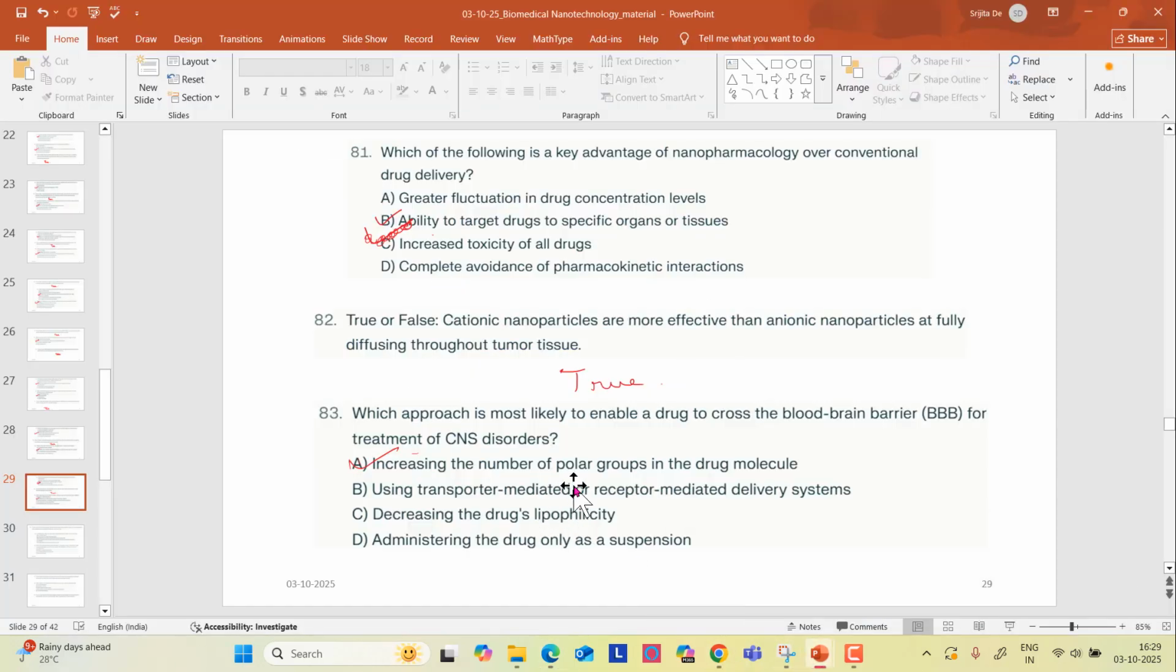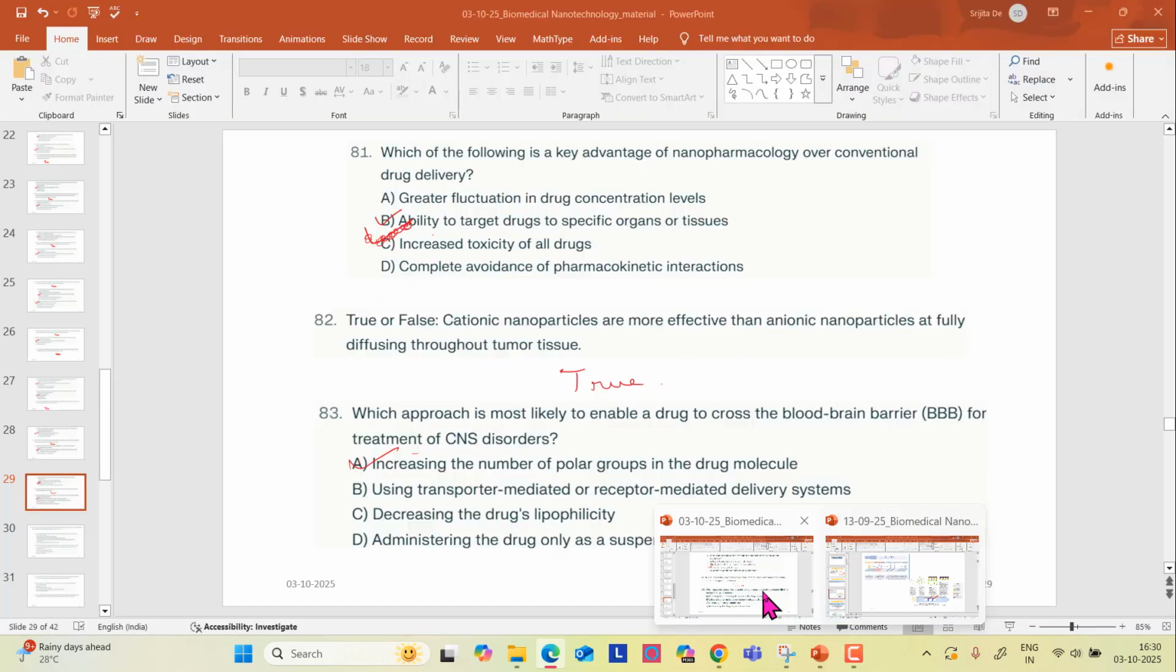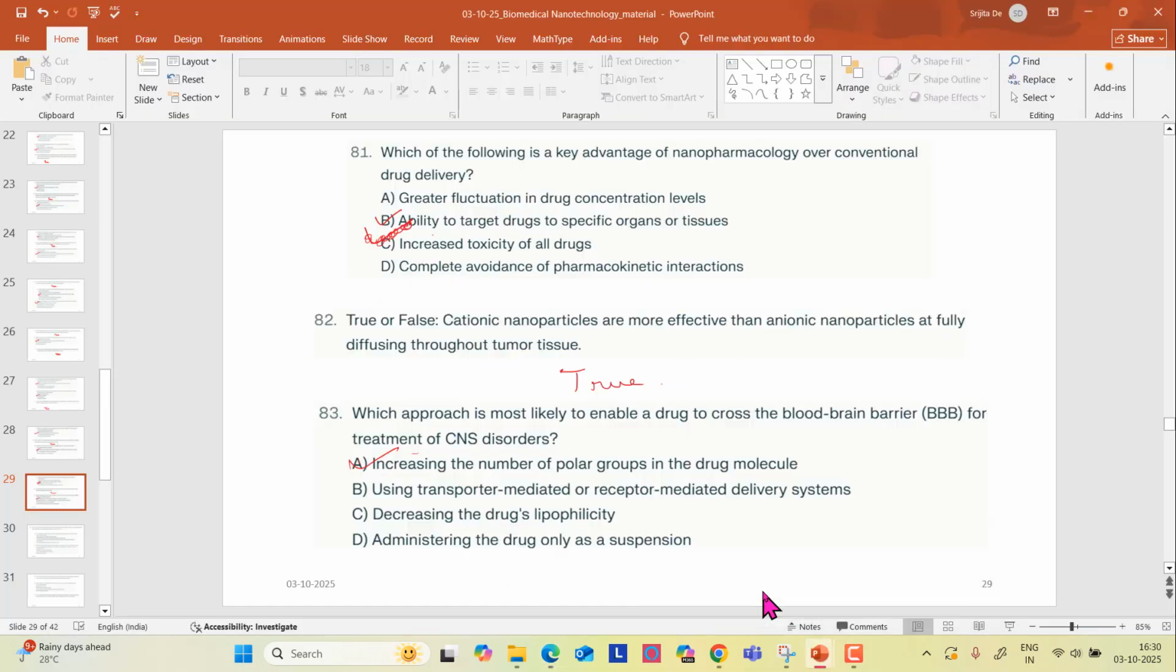Which approach is most likely to enable a drug to cross? The ability of a drug to cross the blood-brain barrier primarily depends on its lipophilicity, not the presence of polar groups. Yes, so the answer will be C. Yes, ma'am, it will be C. It might be B also, but I'm not sure actually. I'm marking C for now. You can check.